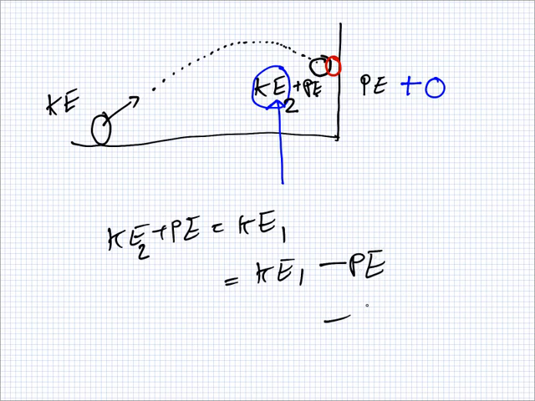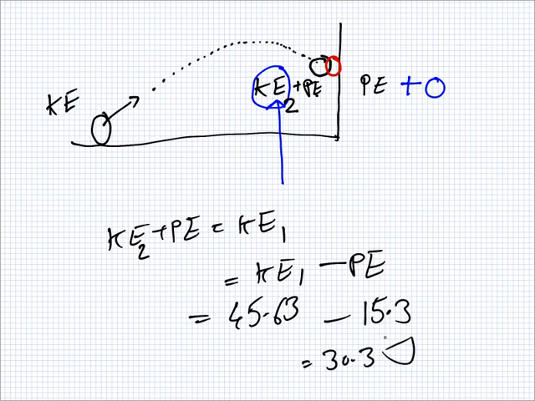Now I got this answer previously. What was it? 15.3. So I just need the kinetic energy at the start, which is a half m v squared. What's the m? 0.24, and the speed at the start, 19.5 squared. So that is 45.63 minus 15.3. That is 30.3 joules, which is correct now.